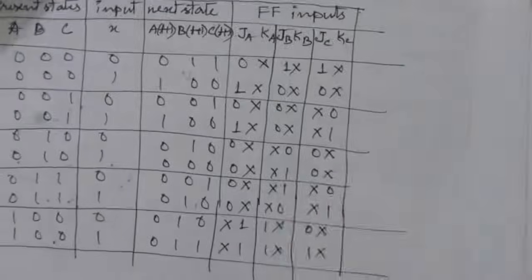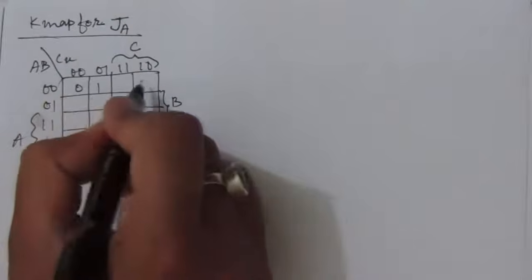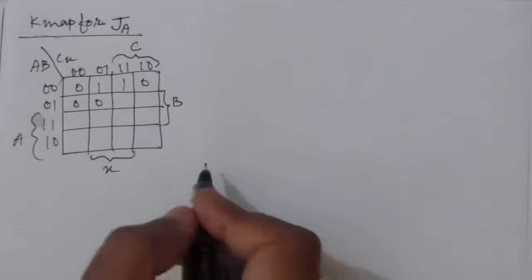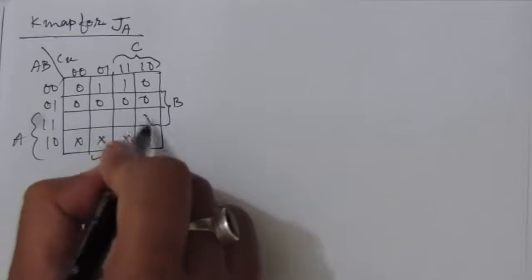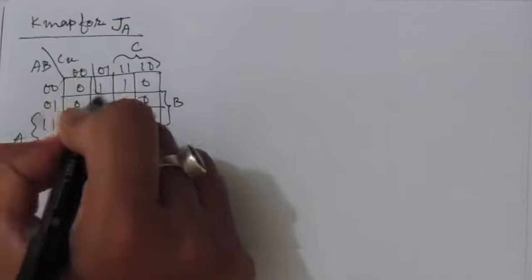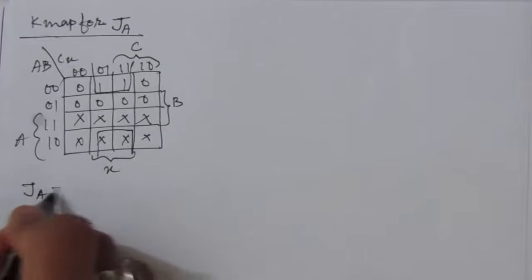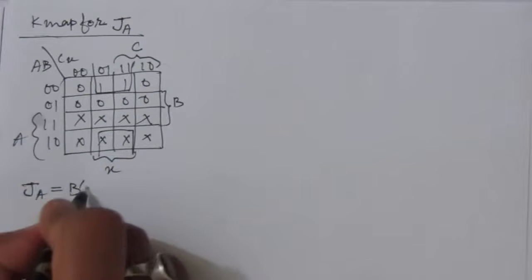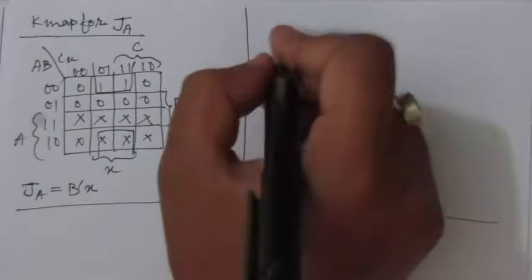So for JA we have 0 1 0 1 0 0 0 1 0 1 0 0 0 1 0 1 0 0. Then we have 0 0, don't care, don't care. 0 0, don't care, don't care. Then all the remaining are don't care conditions. So there will be one term. Okay, so this will be the one term. So JA is equal to B bar X. Now we'll find out the K-map for KA.